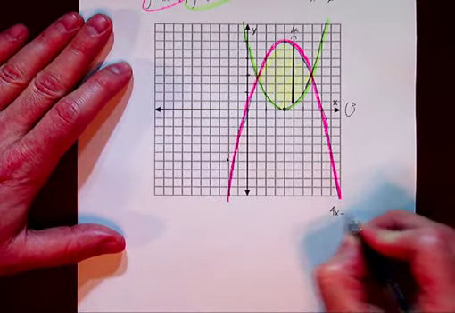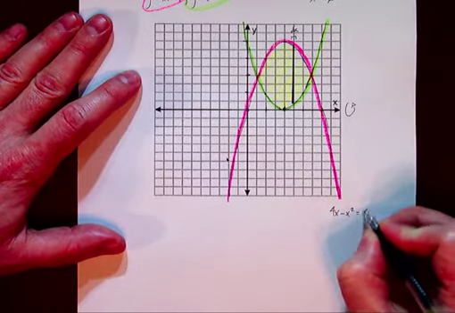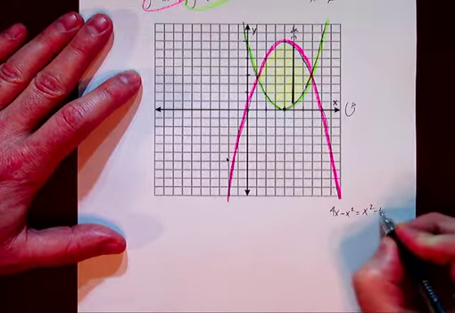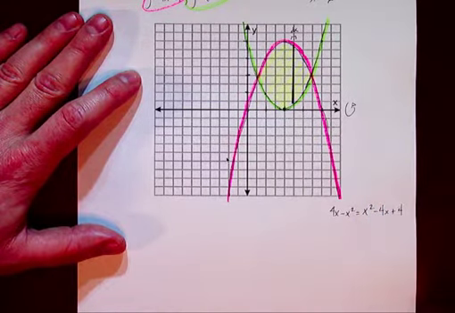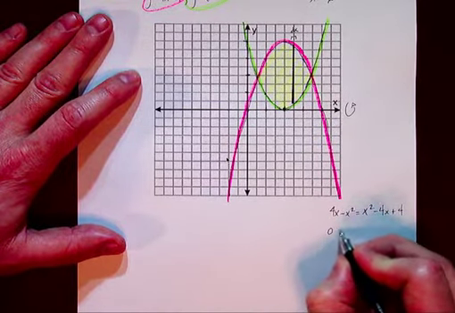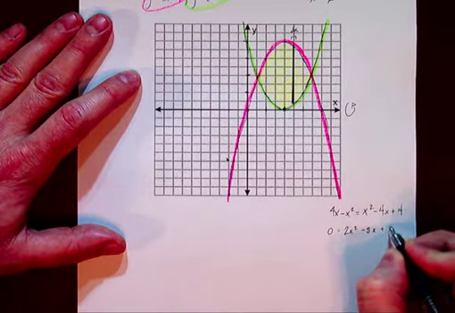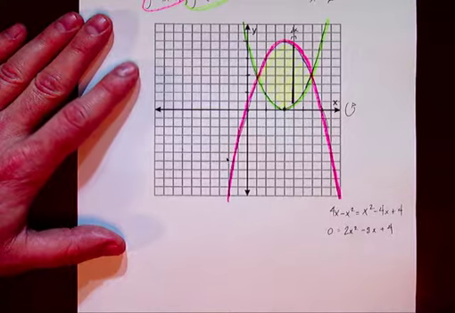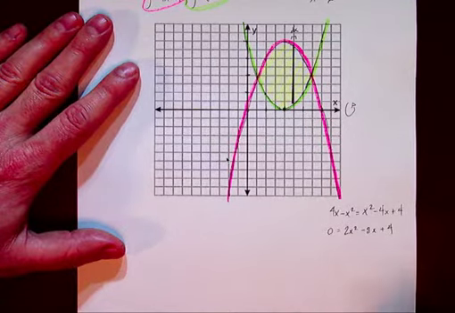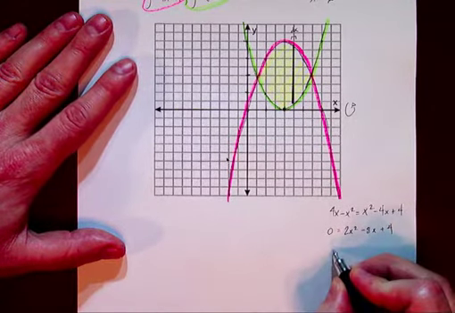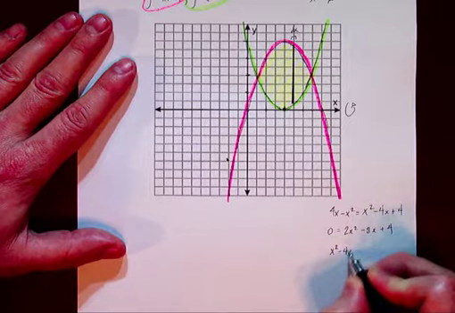4x minus x squared equals (x minus 2) squared, and I'm going to do the (x minus 2) squared in its expanded form. This winds up being 2x squared minus 8x plus 4. Well, let's go ahead and divide through by 2 and get it into shape to where it's actually helpful.